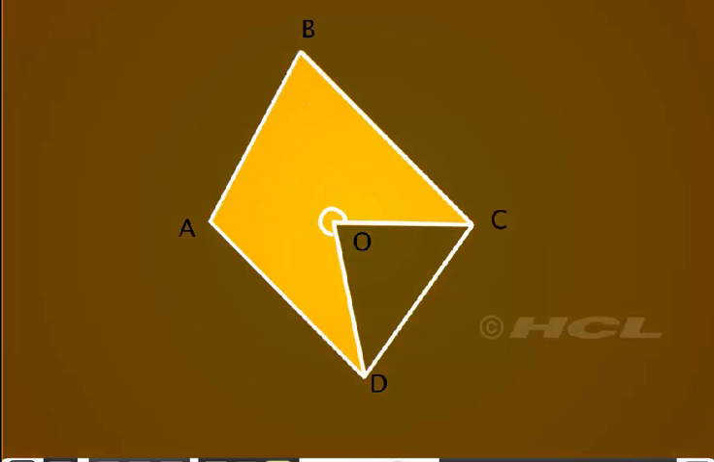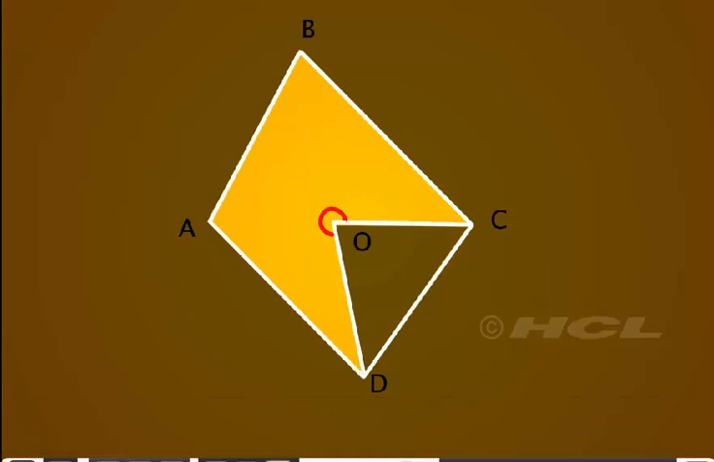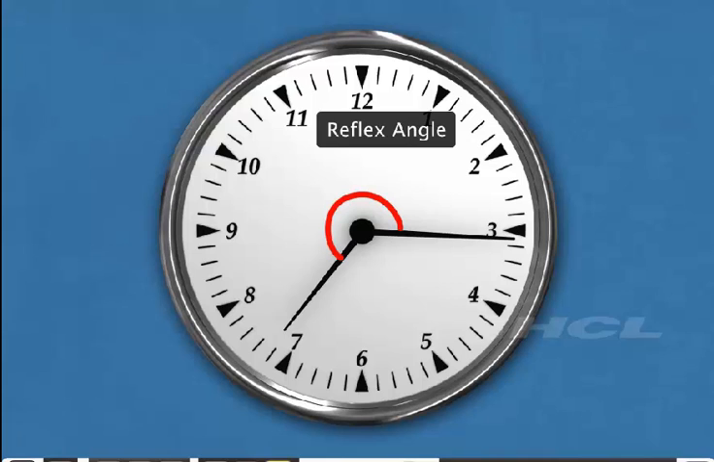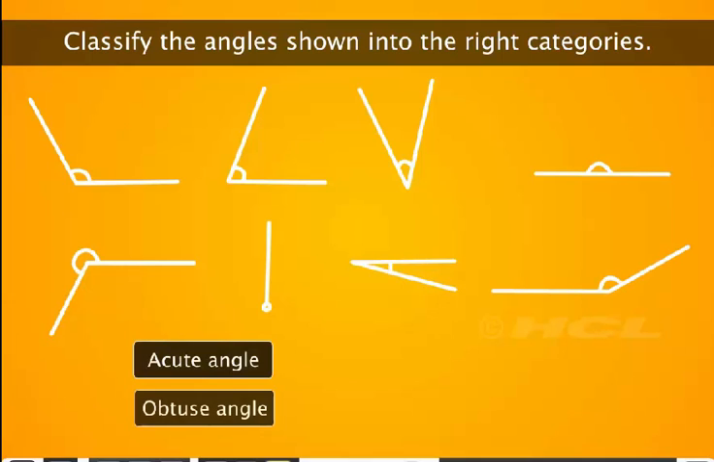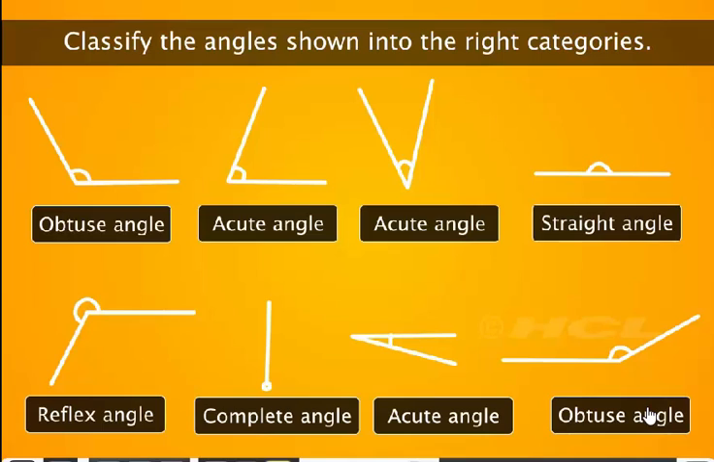Finally, let's consider this angle. It's even larger than a straight angle. It's a reflex angle. An angle that lies between the straight angle and the complete angle. For example, when it is 7:15 on the clock, the angle formed by its hands is a reflex angle. Based on the type of angles you have learned so far, classify the angles shown. Here is the correct categorization.